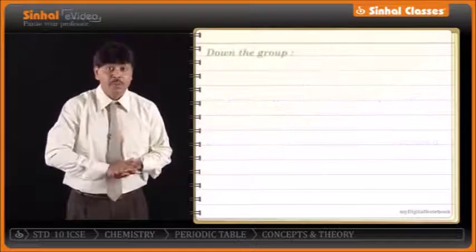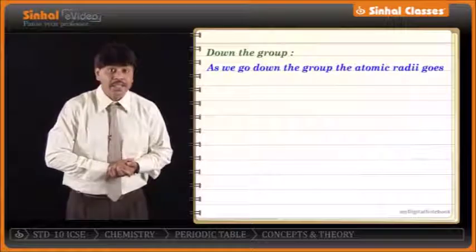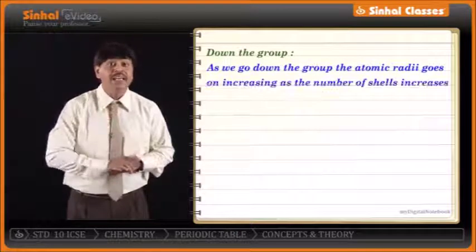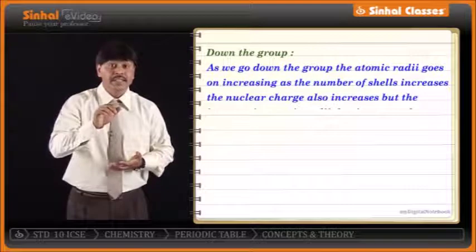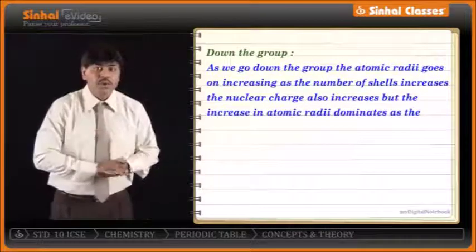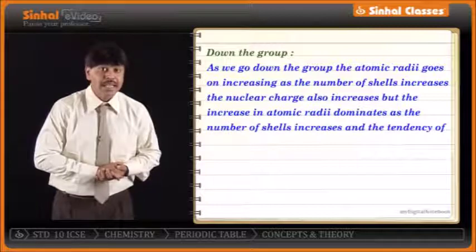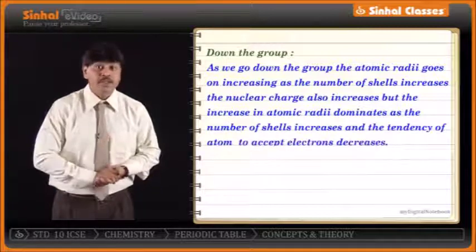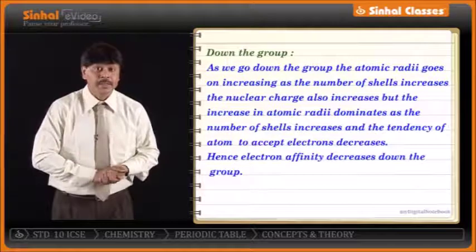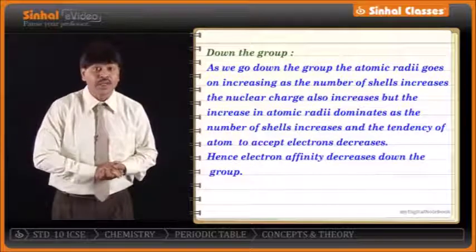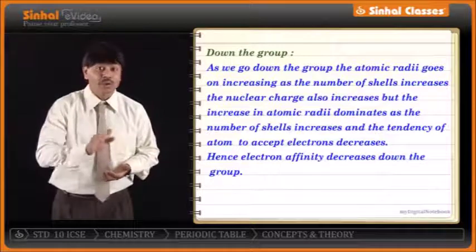Whereas down the group, the number of shells goes on increasing. So the size will go on increasing, so the electron affinity will go on decreasing. The nuclear charge down the group increases, but this is compensated by the number of shells which are increasing. So the electron affinity will go on decreasing down the group.